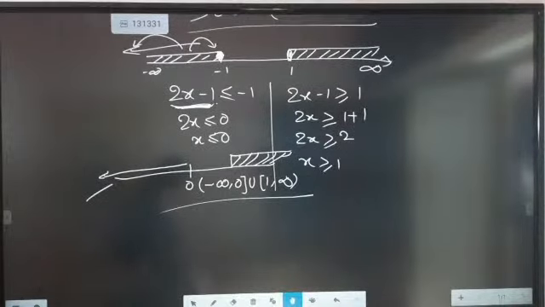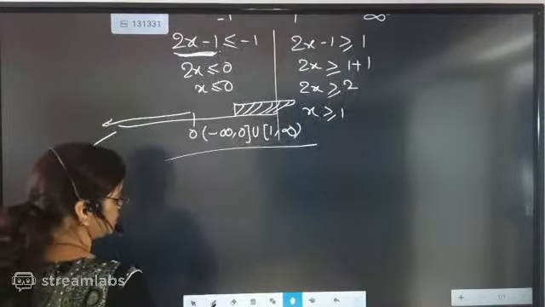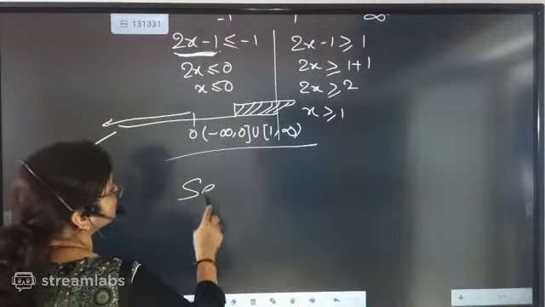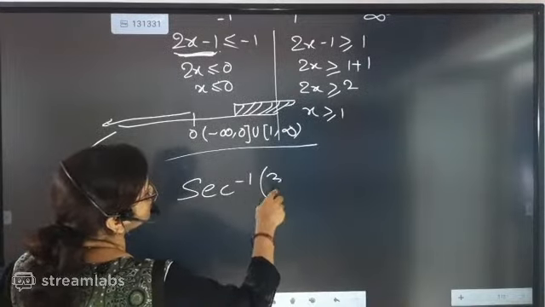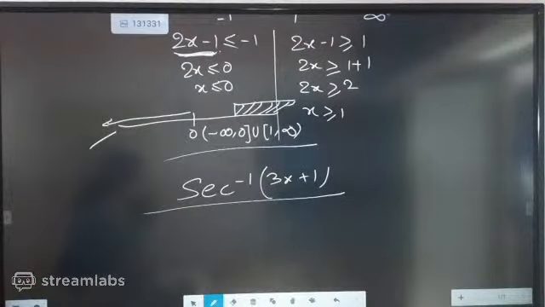Now solve the next type of question. Write secant inverse of 3x plus 1. Find the domain of it, beta. Find the domain of it.